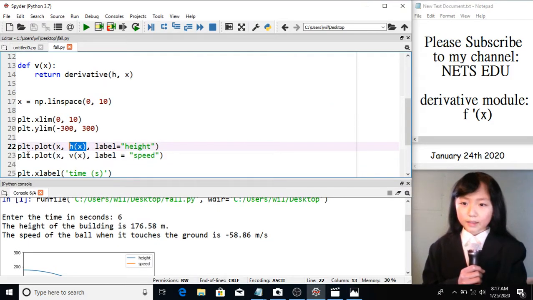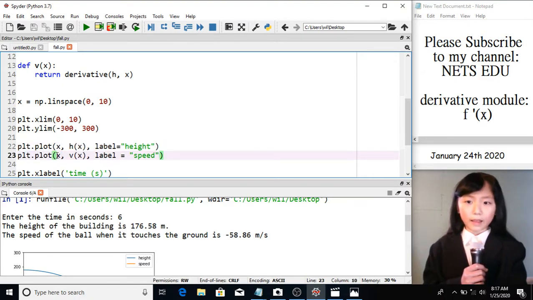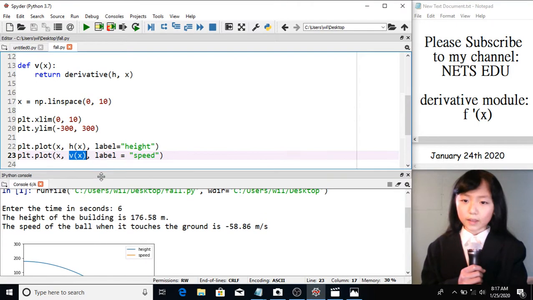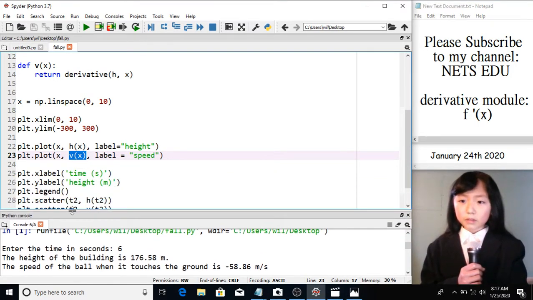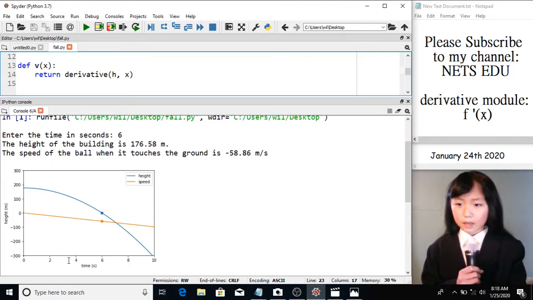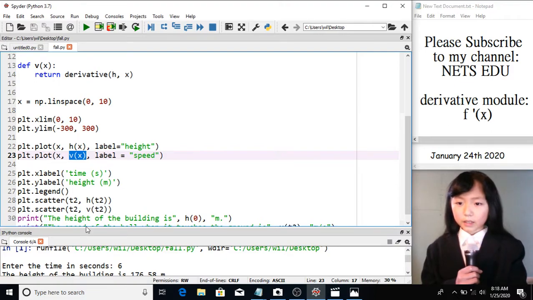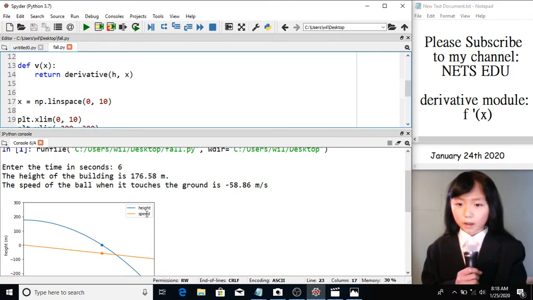And I label it height. And over here, plt.plot, this will be the derivative line. First I have the x, which is over here, and then for each x, the y coordinate will be the function of it. plt.xlabel, time. So over here I have this time, and the y label is height. And then plt.legend will just give us this box here so we can see the labels.